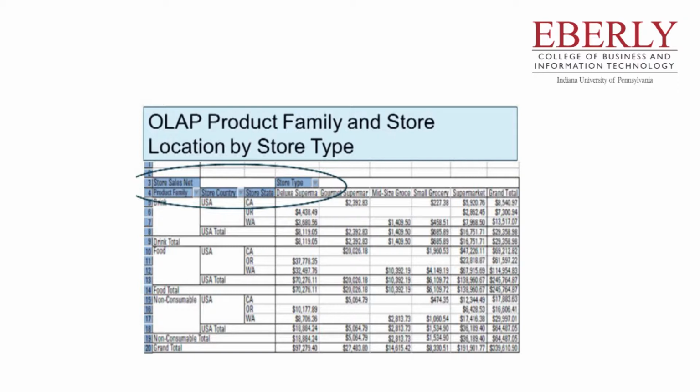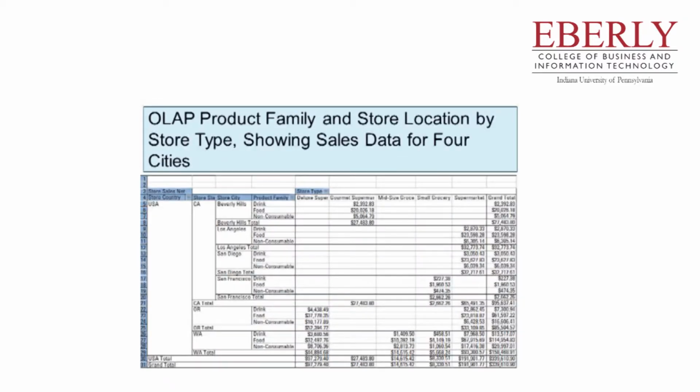In Figure 9.18, the user has not only drilled down, she has also changed the order of the dimensions. Figure 9.17 shows product family and then store location within product family. Figure 9.18 shows store location and then product family within store location. Both displays are valid and useful, depending on the user's perspective.